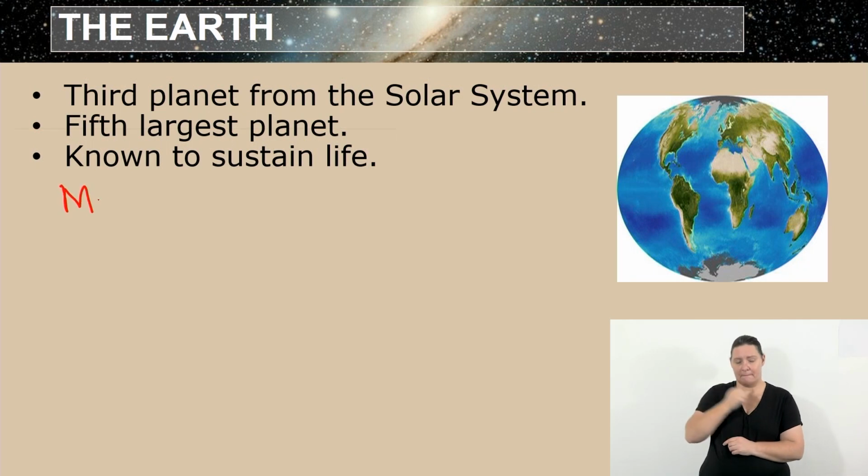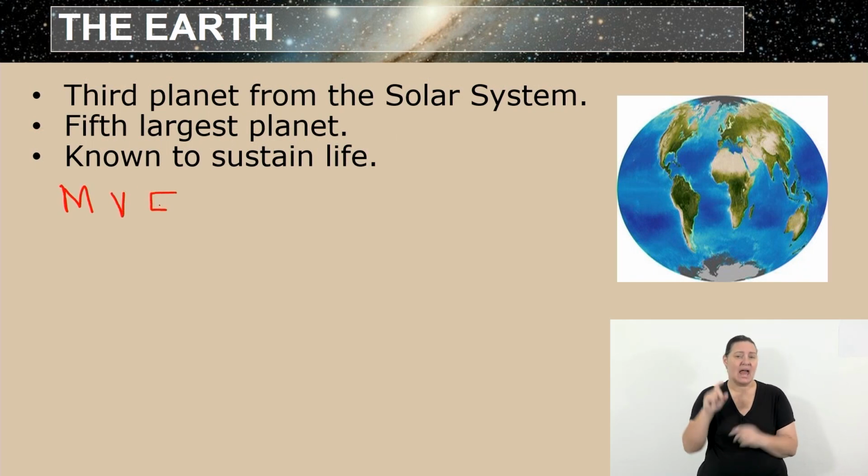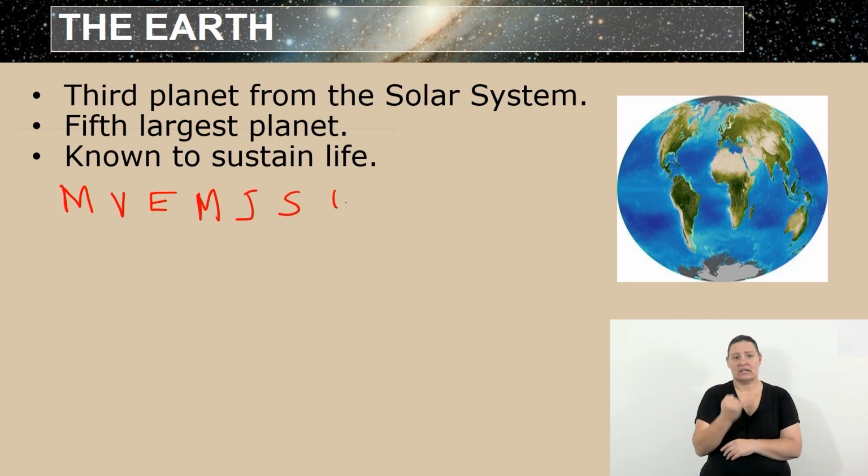Now let me teach you a simple way in which we remember the order of the planets. We can say, my very elderly mother just served us noodles. If you look at the abbreviation, you can see that planet Earth is planet number 3 in our solar system. Now, if we remember our planets very well, we can name them.